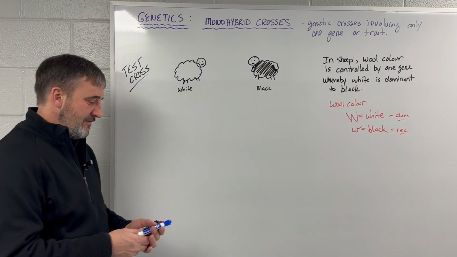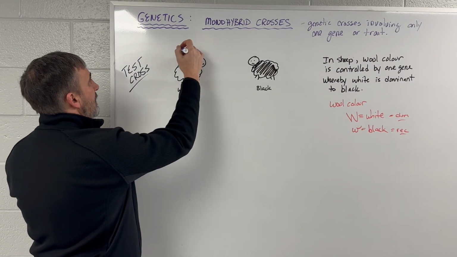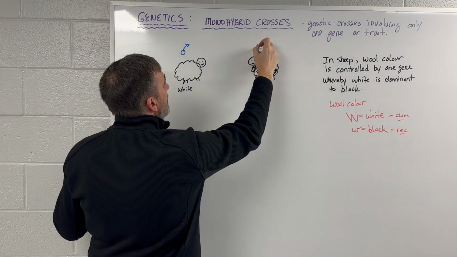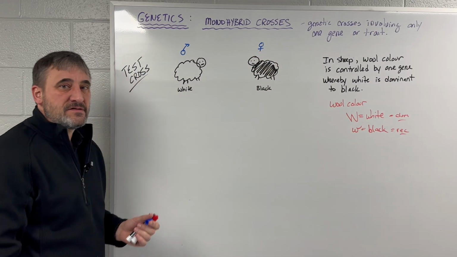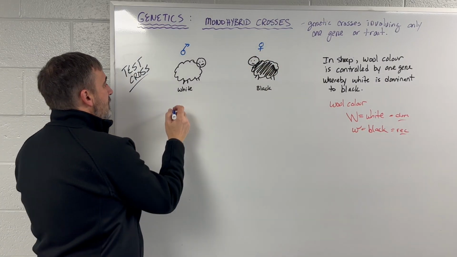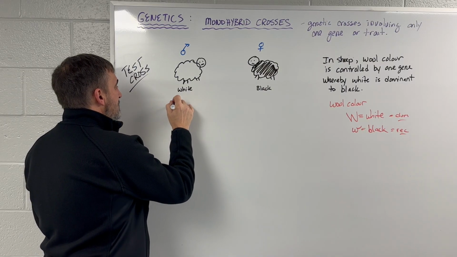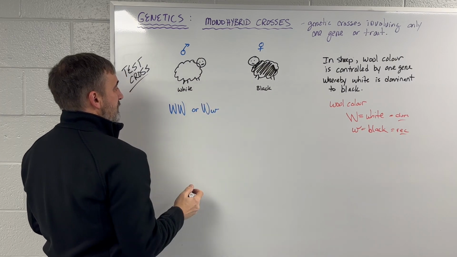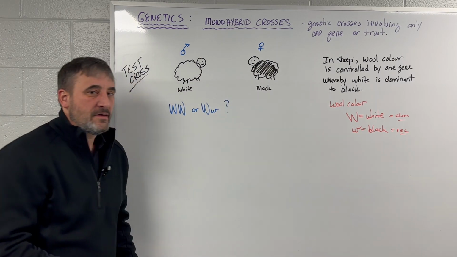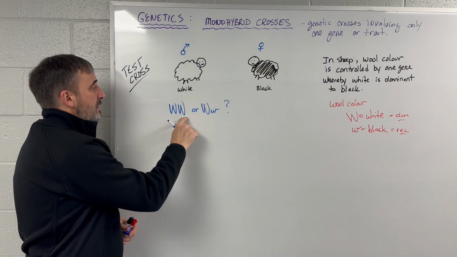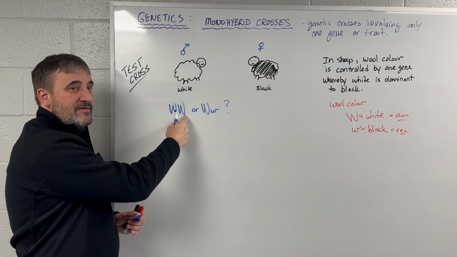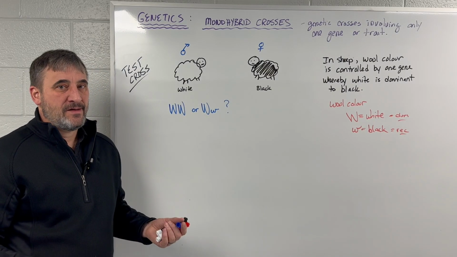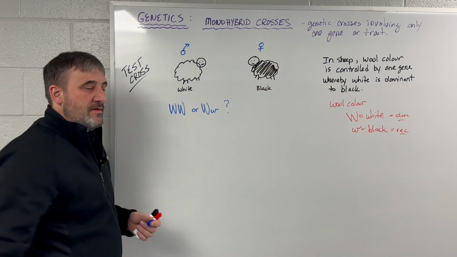Okay, so if we have a white male, a ram, and a lot of times you'll see this symbol to signify males, this symbol to signify females in a genetic cross. We want to know if this white ram is big W, big W, or big W, little w. That is the question, right? Because we know if he is big W, then every one of his babies will get a big W allele from him, making it a white baby, no matter what color the mom is.